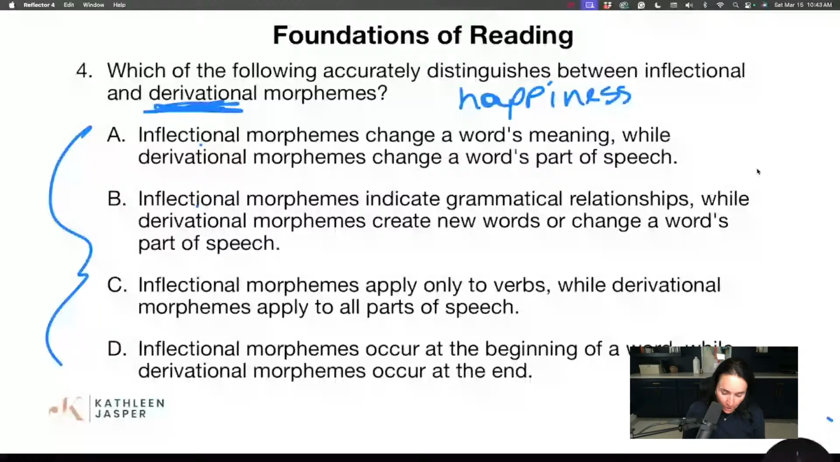A, inflectional morphemes change the word's meaning. Right away, A is out. Notice that if I know what derivational and inflectional morphemes do, I don't have to read this whole answer choice, because the beginning part is wrong. B, inflectional morphemes indicate grammatical relationships.